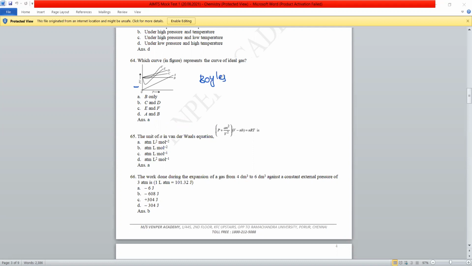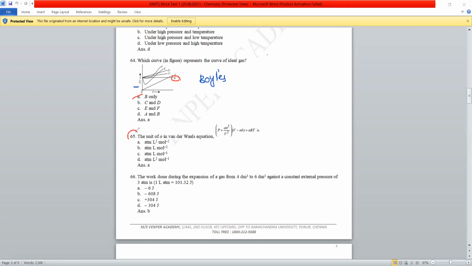According to Boyle's law, we'll get a flat line. So what will the answer be? Only B is the straight flat line, so B is the correct answer. If we look at C and D, these curves show negative deviation (D) and positive deviation (C). So we have to get a flat line, with Z equal to 1, the compressibility factor. That follows the ideal gas equation.